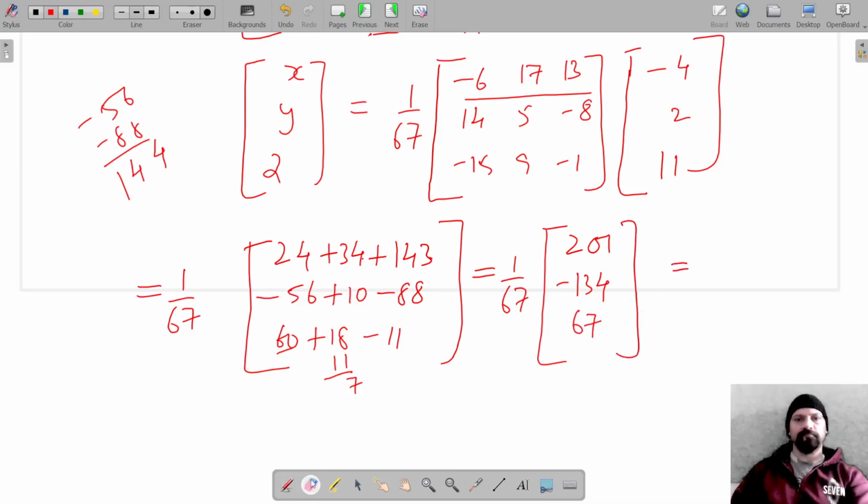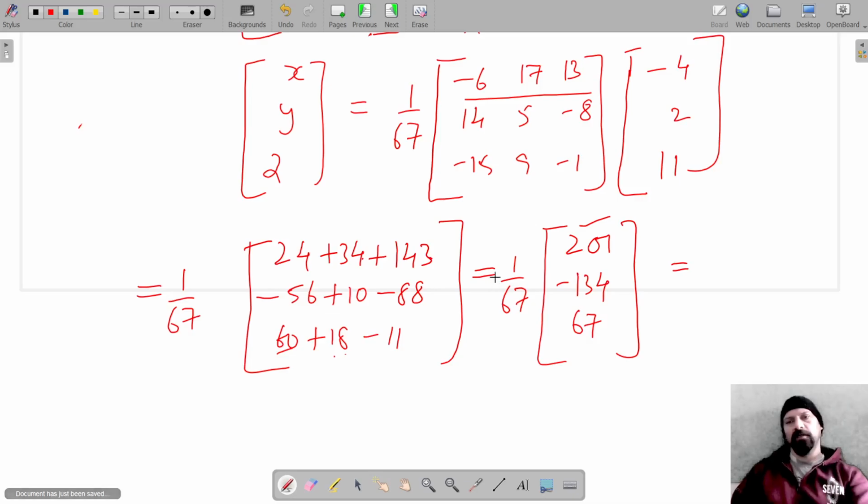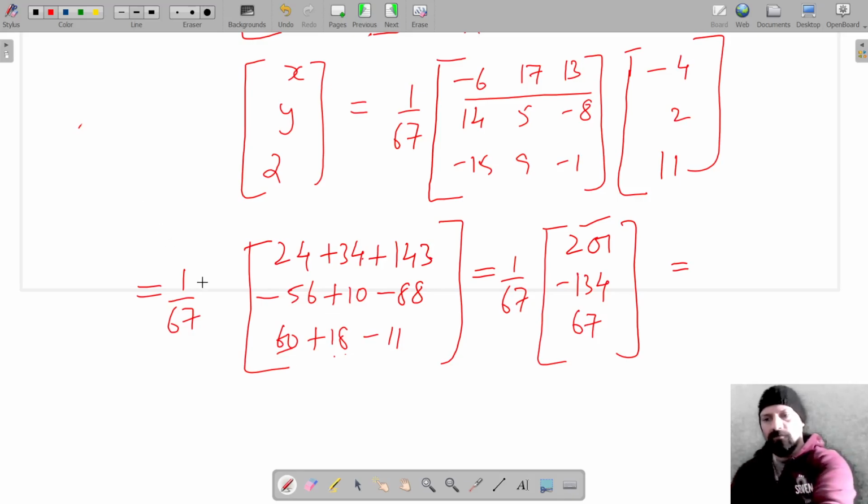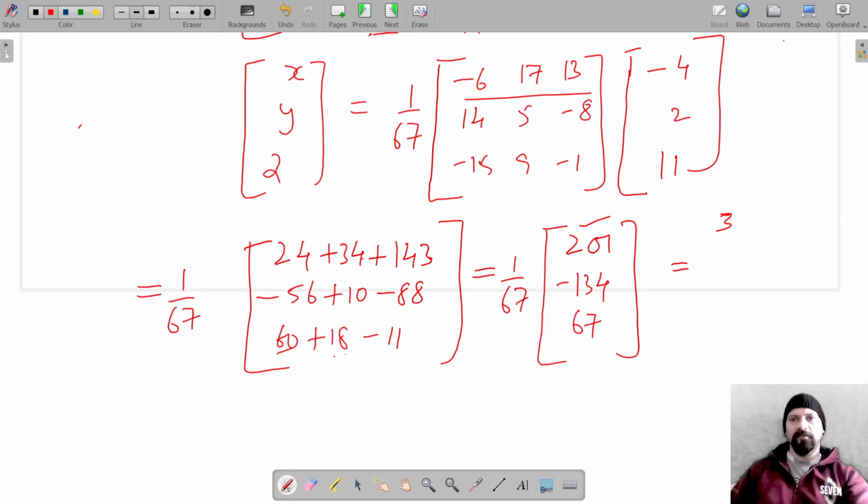Okay, now let's divide these numbers by 67. Let's divide 201 by 67, which gives me 3. Next, negative 134 divided by 67 is negative 2, and 67 divided by 67 is 1. So we have the values 3, negative 2, and 1.